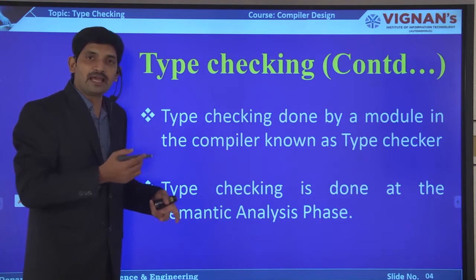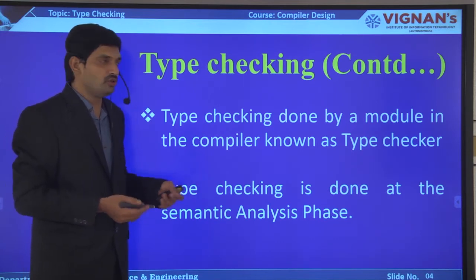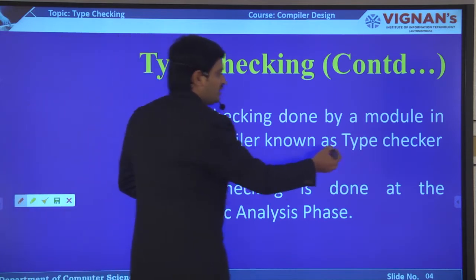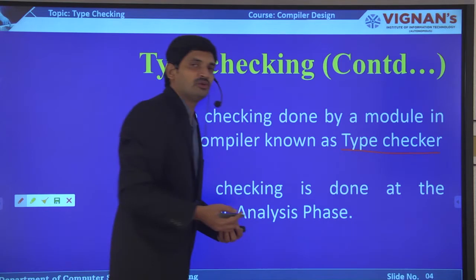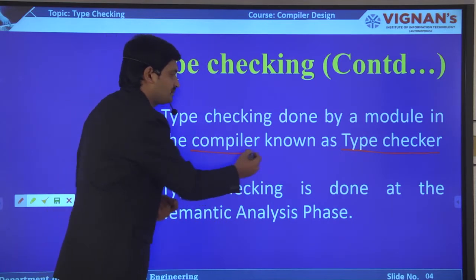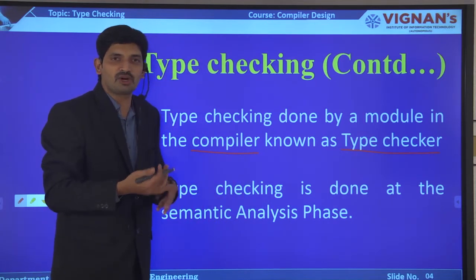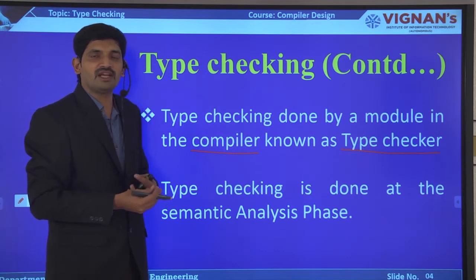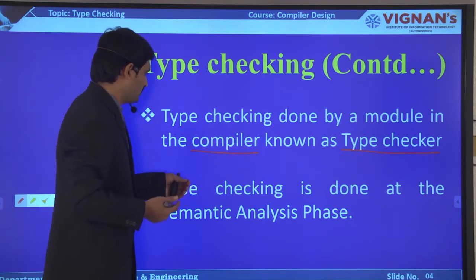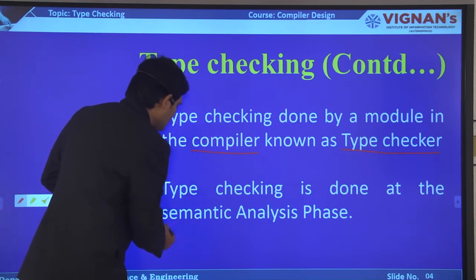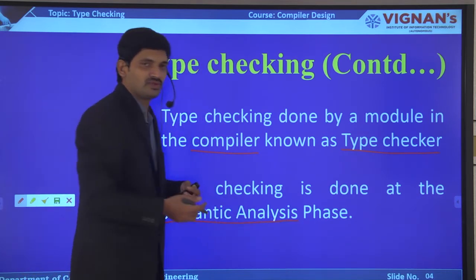This type checking is done by a module known as the type checker. This is a module in the compiler. So now the question is, where will this module be placed, or where does it exist? It is done at the semantic analysis phase.